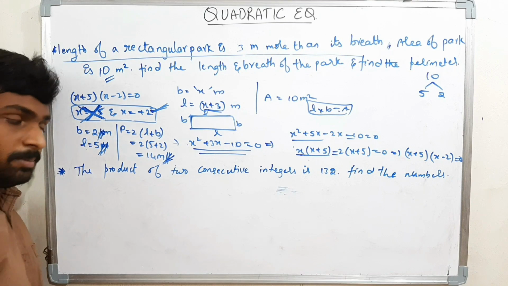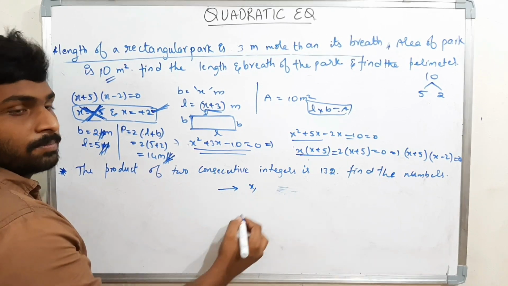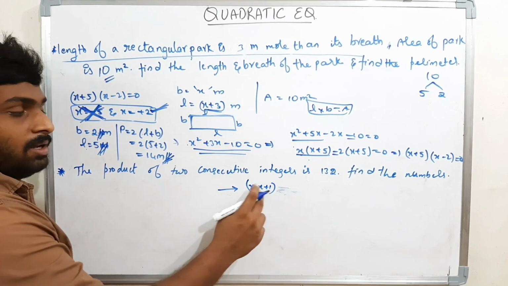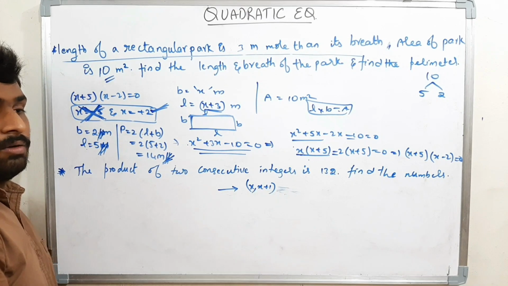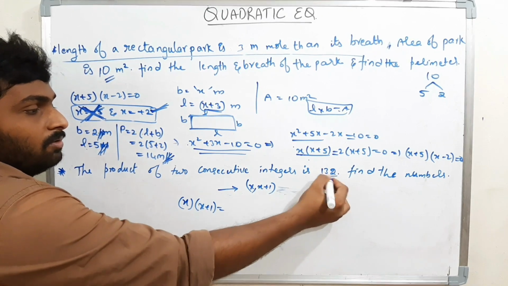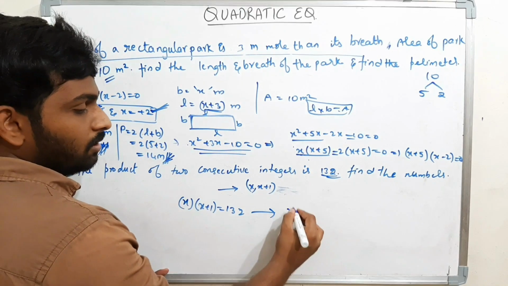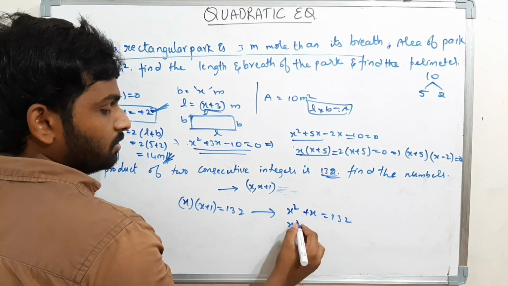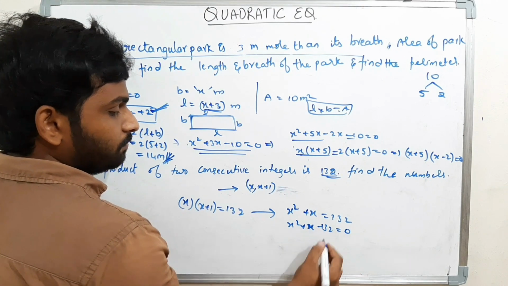Product means multiplication, so I am assuming the integers are x and another one is x plus 1. x and x plus 1, both are consecutive integers. I don't know what the integer is, therefore I am taking it as x. What is the product? x into (x plus 1) must be equal to what they give, 132. Now solve it. What will you get? x square plus x is equal to 132. x square plus x minus 132 equal to 0.